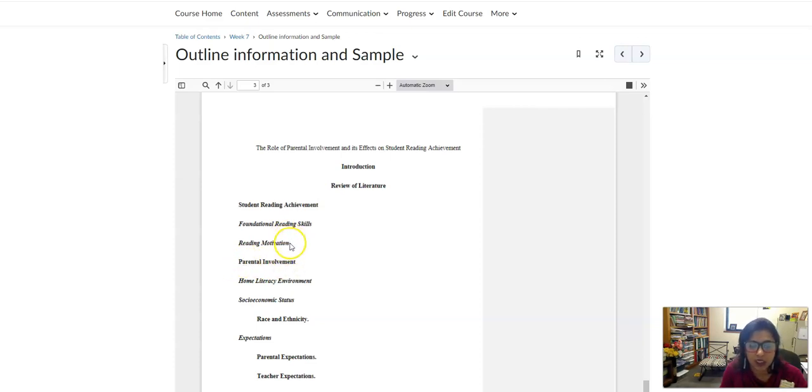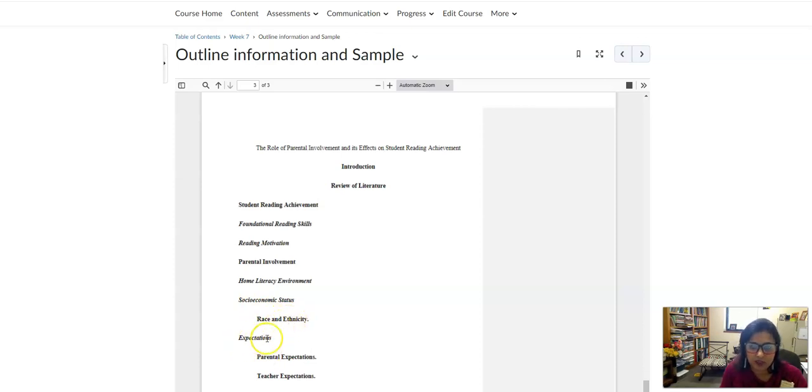She connected those topics, saying that one of the ways students are motivated to read is if parents are involved. So there was parental involvement. Within parental involvement, she talked about home literacy, socioeconomic status, and expectations. These were her subtopics within parental involvement. Then within socioeconomic status, she talked about race and ethnicity.